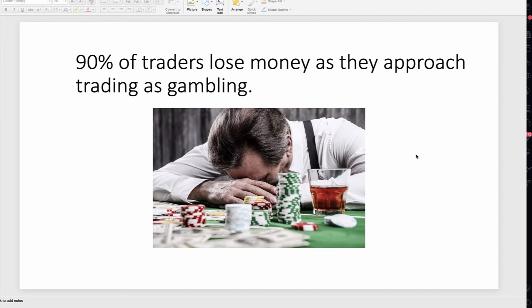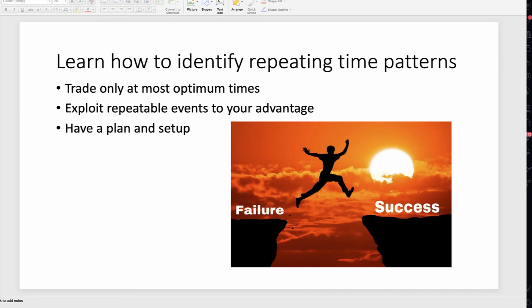90% of traders lose money as they approach trading as gambling. Yes, we know that. Learn how to identify repeating time patterns, trade only at the most optimum times, exploit repeatable events to your advantage, have a plan and setup, and you will see amazing results.